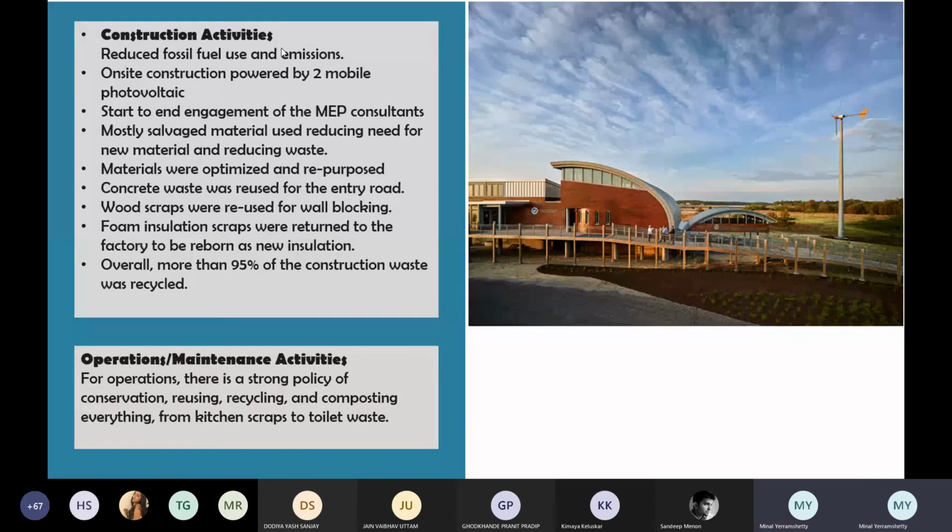Wood scraps were used for wall blocking. So wall blocking is where you make a wall out of wood, especially in America. You do have the usage of wood because it's a good insulator, keeps the cold out and heat in. So that was the reason why they used the wooden scraps that they got from the other sites. Okay. Foam insulation scraps were returned to the factory. Again, overall, more than 95% of the construction waste was recycled.